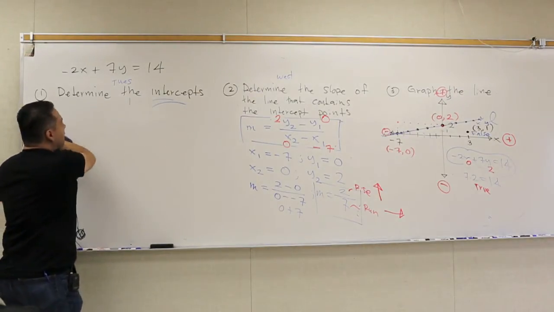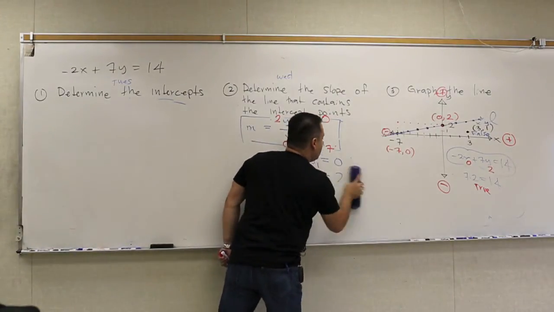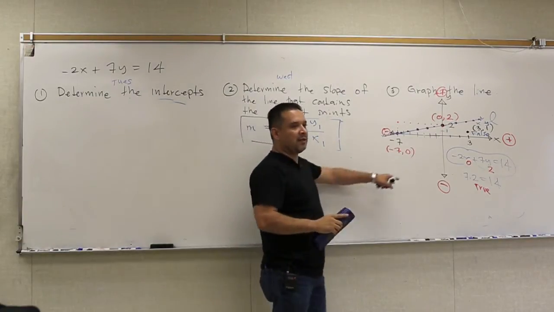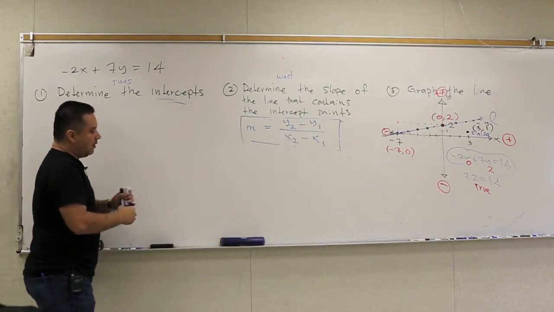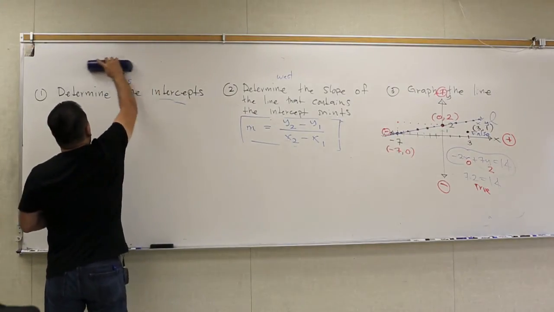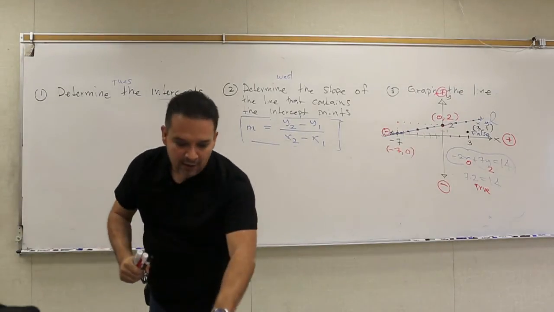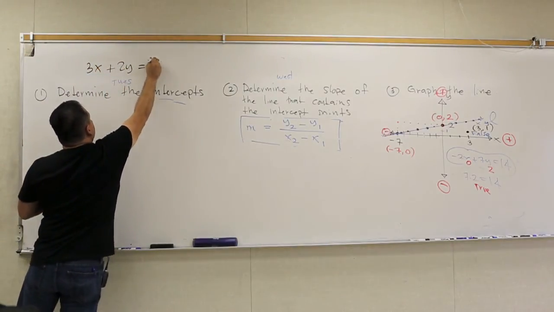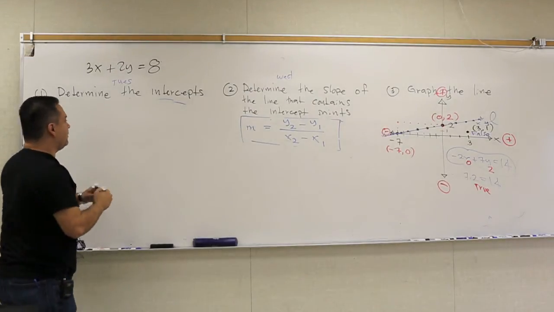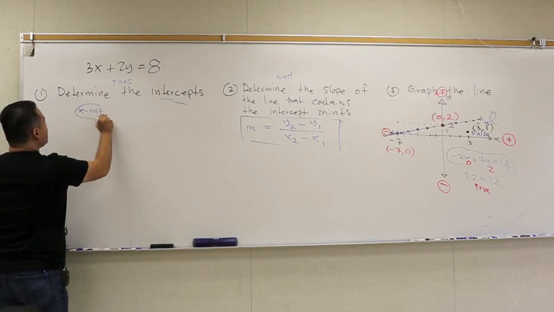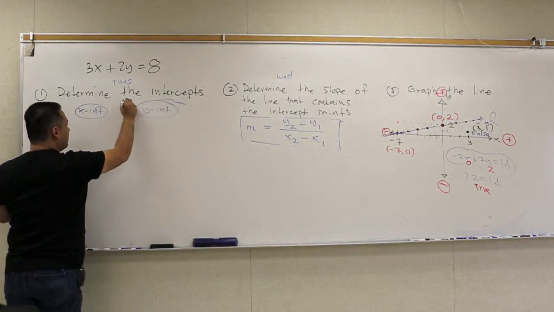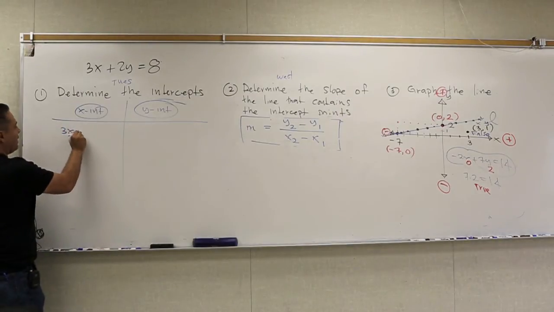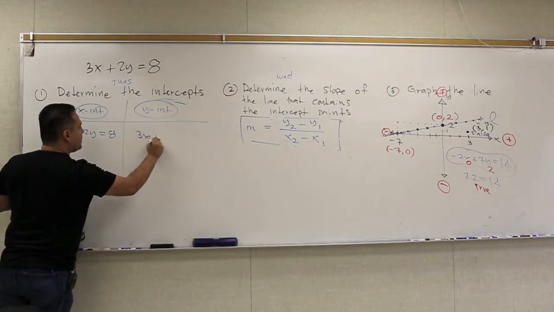So let's try the next one. Let's see what's interesting about the next problem. Anybody get to do the next one? You still want this up, or should we erase it? Leave it there. Okay. What was interesting about the third one? Let's see what that one is. 3x plus 2y is 8. We'll go through our process of finding intercepts. X-intercept, what else? Y-intercept. So you have 3x plus 2y equals 8.